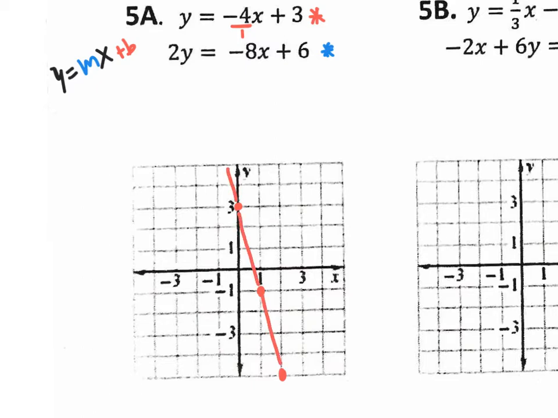And now let's graph the other one. The other one, I need to get ready to graph. It's not in y equals mx plus b. It has a 2 in front of the y. You don't want 2y equals mx plus b. You just want y equals mx plus b. So let's get rid of that multiplication of 2 by dividing everything by 2. I'm going to divide by 2, divide by 2, divide by 2, and I'll have a new equation that reads y equals negative 4x plus 3.